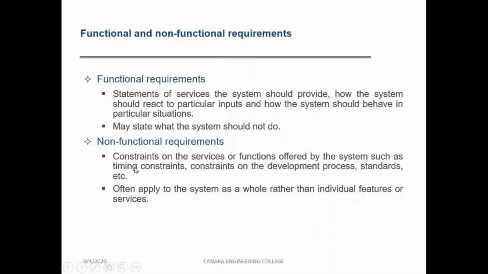Non-functional requirements are constraints on the services or functions offered by the system, such as timing constraints. So the server has to be kept on 24/7. That is a time constraint. This is a non-functional requirement, while the main function is to show the results of VTU students. Non-functional constraints include timing constraints and development process or standards. What standards are being used to design the website?